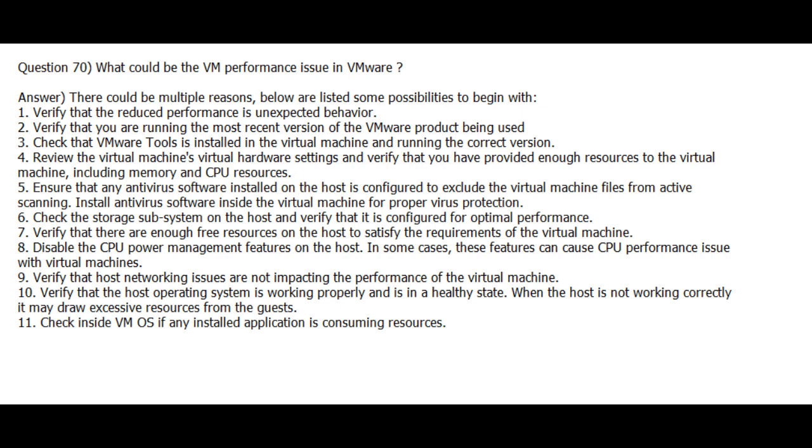8. Disable the CPU power management features on the host. In some cases, these features can cause CPU performance issues with virtual machines. 9. Verify that host networking issues are not impacting the performance of the virtual machine. 10. Verify that the host operating system is working properly and is in a healthy state. When the host is not working correctly, it may draw excessive resources from the guests. 11. Check inside the VM OS if any installed application is consuming resources.